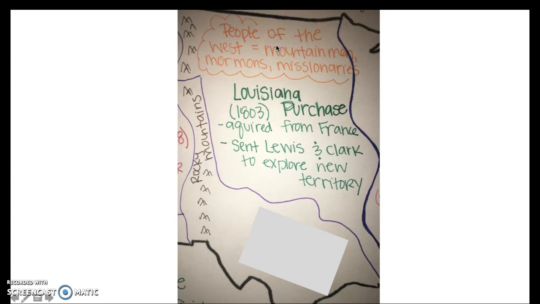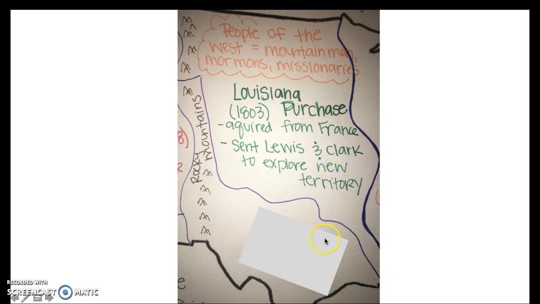We have those people called mountain men, which is exactly like it sounds. Men who lived in the mountains, who like to hunt, who like to trade furs, right? I always think of a guy with a big raccoon skin hat on. Those are the mountain men. And then we had the Mormons. They were a religious group that were trying to escape persecution. And then we have missionaries, religious people who came out here trying to spread religion to the Native Americans that were out here in this area.